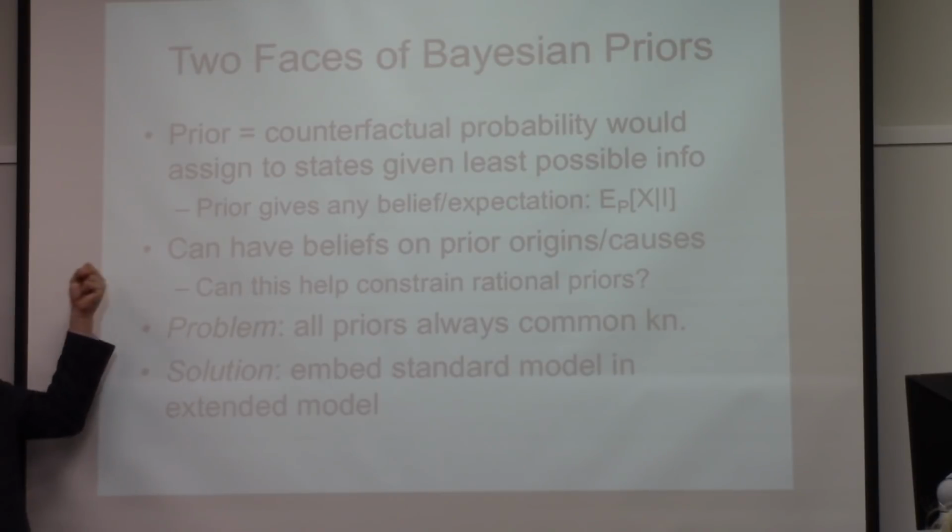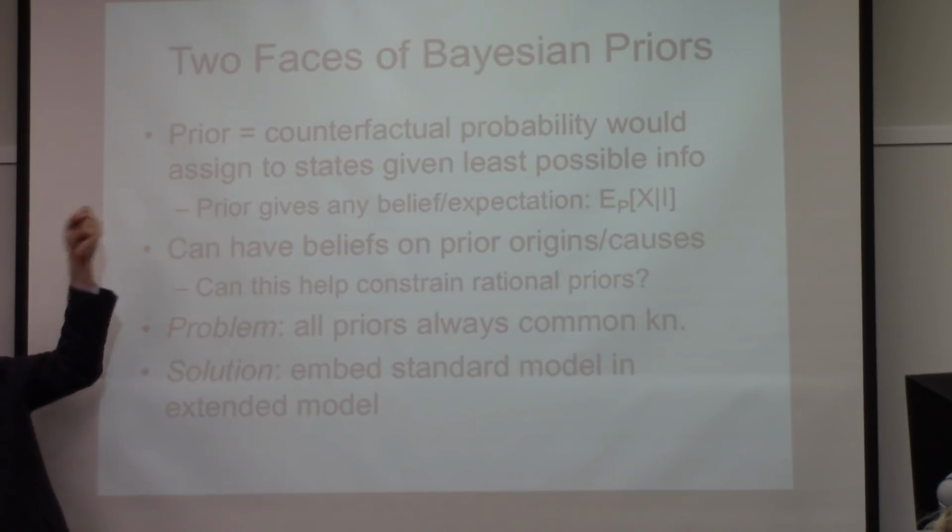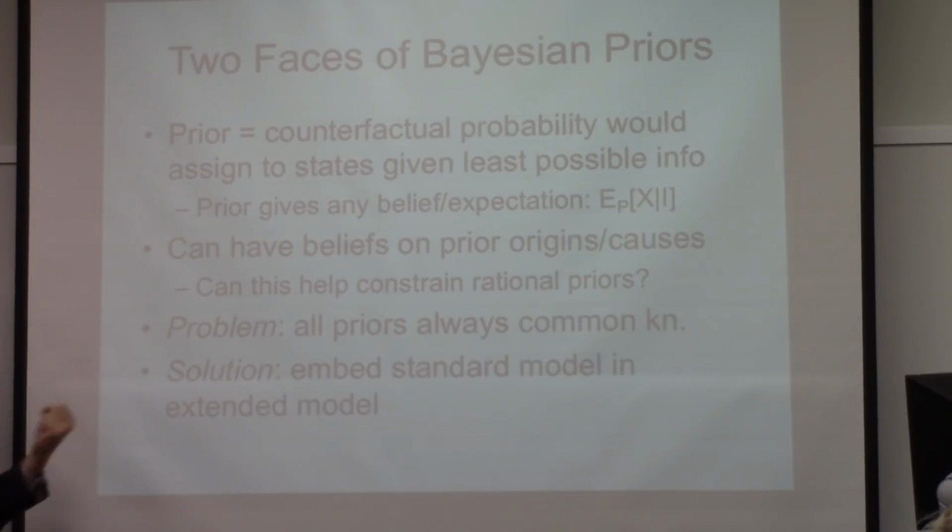And we might hope to use these beliefs about the causal origins of priors as a way to constrain which priors are reasonable. And that could give us some purchase on this question of what are the reasonable priors, or where do you get a prior, that sort of thing. And so that's the structure of this paper, is to try to get a result like that.